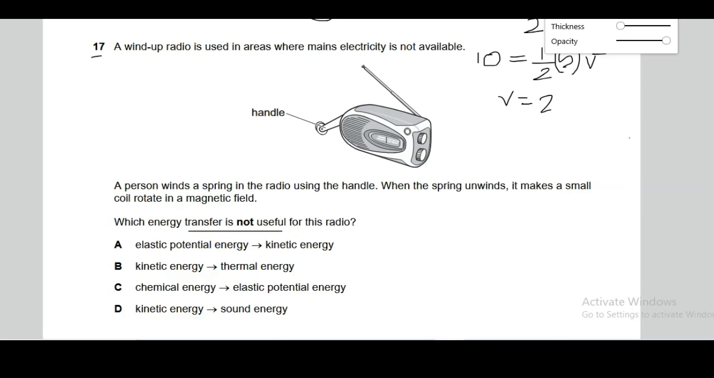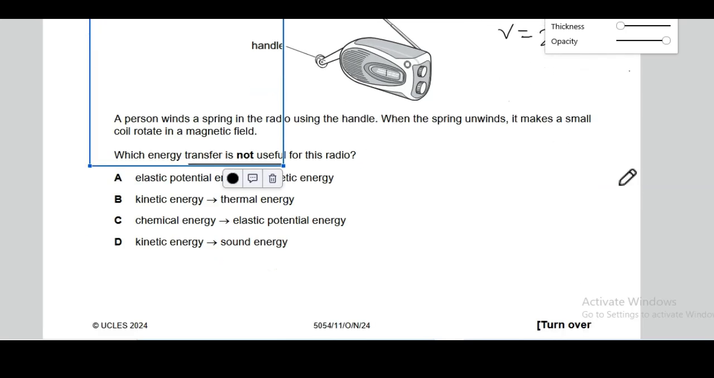So in here, elastic potential energy to kinetic energy is useful. Kinetic energy to thermal energy is wasted energy. Therefore, option B is correct. And chemical energy to elastic potential energy is also useful, and kinetic energy to sound energy is also useful. So option B is our answer.